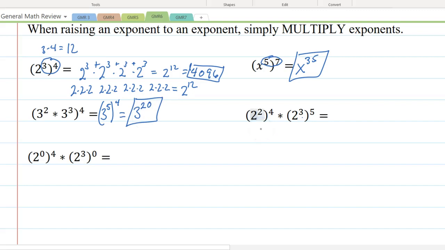Again, we have parentheses, but this time there's nothing happening inside the parentheses, so we're going to go straight to multiplying our exponents. I have 2 squared raised to the power of 4th. A power to a power, we simply multiply those exponents. Gives us 2 to the power of, 2 times 4 is 8, times 3 times 5 is 15. I have 2 to the power 8 times 2 to the power 15. Multiplying like bases, add the exponents. 8 plus 15 is equal to 23. This gives me 2 to the power of 23.